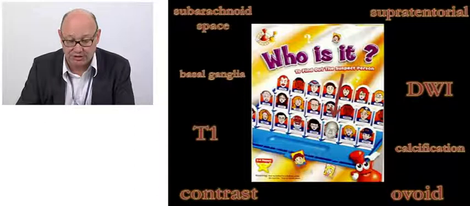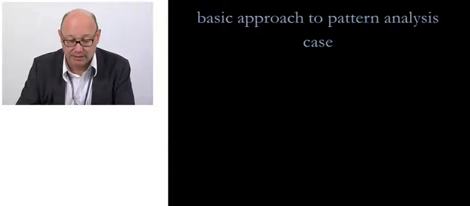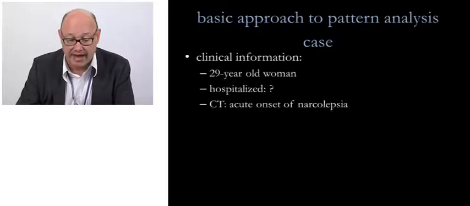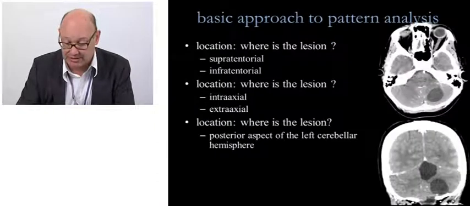So let's start with just an easy case. Clinical information: a 29-year-old woman, and she's in the hospital. I don't know why they didn't tell me. A CT scan is performed because of acute onset of narcolepsy. So here is the CT, and I show you all the images. Take a close look. Where are the lesions? Intraaxial or extraaxial? Infratentorial or supratentorial? And where more precisely? Those are the questions you should ask.